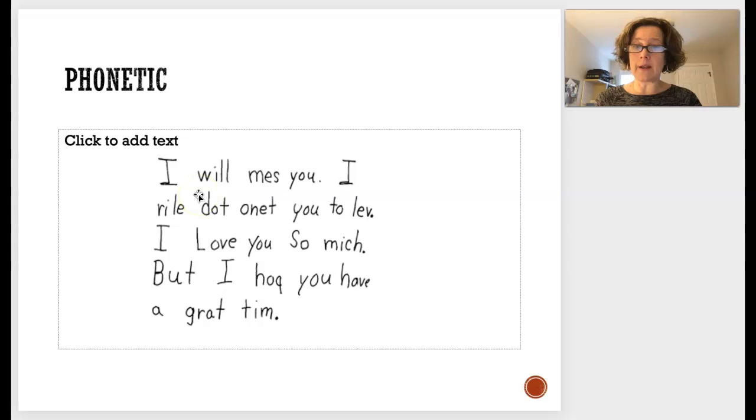I will... Oh, I do not want you to leave. There we go. I love you so much. Okay, but I hope you have a great time. There we go. I got my K to 3 deciphering skills going there. And so you can see that again, it's fairly readable, but they're missing some letters, and they're focusing more on the sounds.